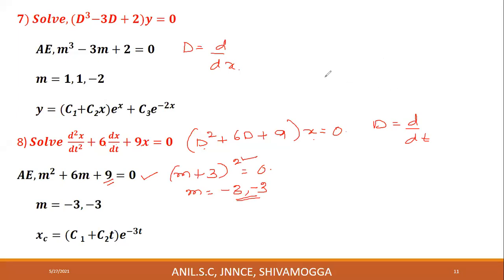Now write the solution using rule number 2. What will be the notation for the solution? In all previous problems, y was a function of x and the solution was denoted by yc. Here x is a function of t, therefore the solution is denoted by x. Since these are real and repeated roots, the solution is c1 plus c2t. Here x is a function of t, therefore x equals c1 plus c2t into e power minus 3t. This is the solution.